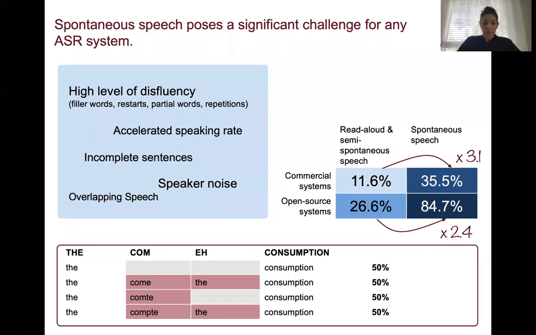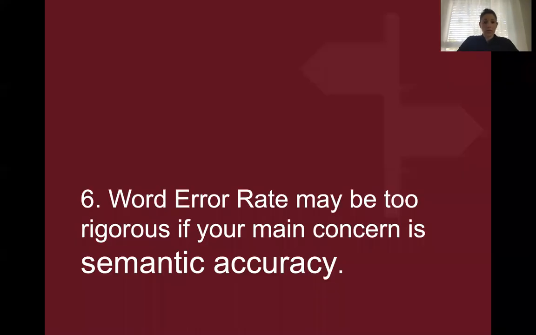But there is also another reason. When you look at the example below, you can see that the word error rate is 50% for every transcript. So on one hand, the disfluencies lead to misrecognitions, but also this example, and especially the first transcription in these examples, shows that word error rate may be too rigorous if your main concern is semantic accuracy.